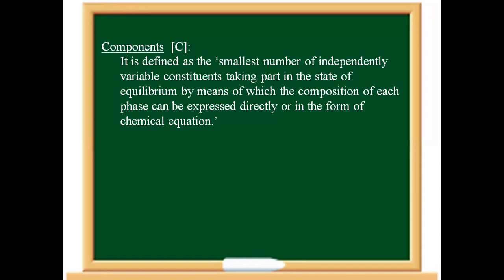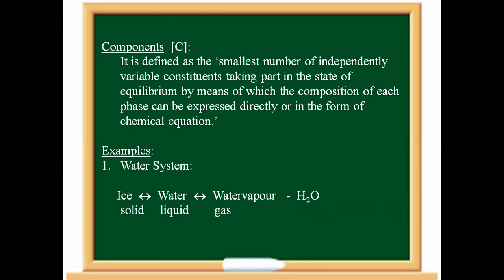So what is components? Smallest number of independently variable constituents taking part in the entire reaction which is in the equilibrium state, through which we will be able to explain the composition of each phase, either directly or in the form of equation. Generally, it is this. Water system. Water exists in 3 different phases. Ice, which is solid, water, which is liquid, and water vapor, which is gas.